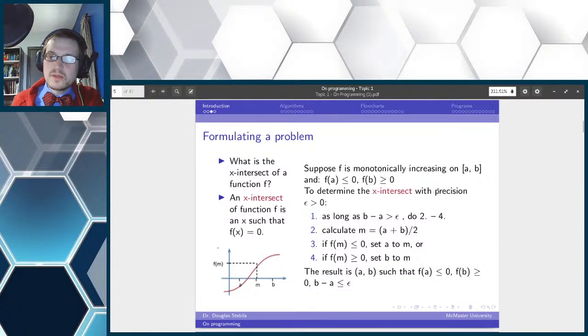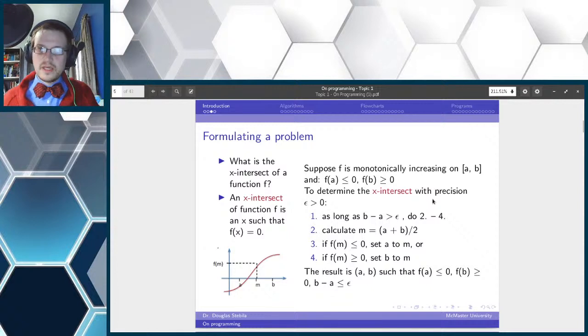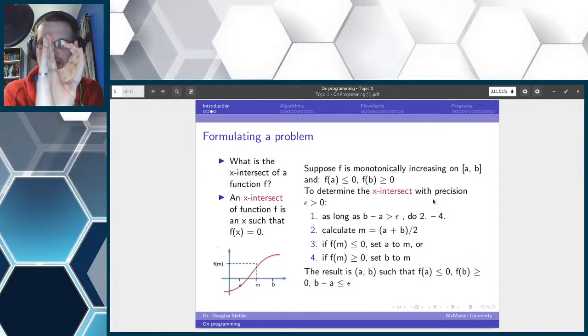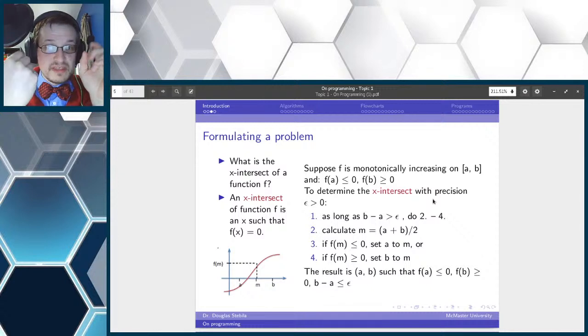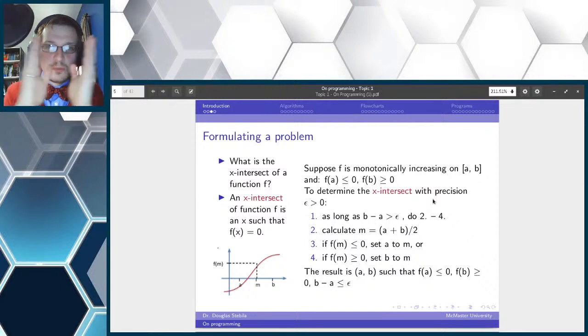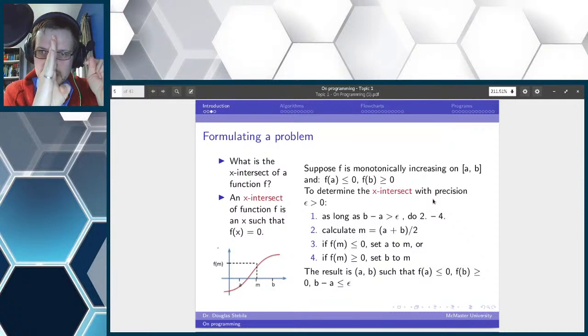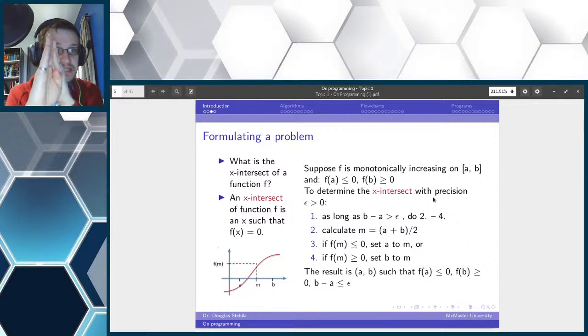So what we mean when we say precision is we want to find the x-intersection within a window around, like, when we find what we think is the x-intercept, we want the actual x-intersection to be within a certain confidence interval around that hypothetical, calculated x-intercept. It's okay for the x-intercept we calculate to be slightly off from the actual one, so long as it's off by less than epsilon. That's what epsilon means.